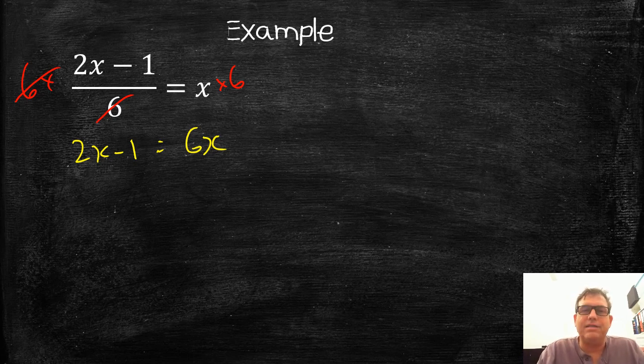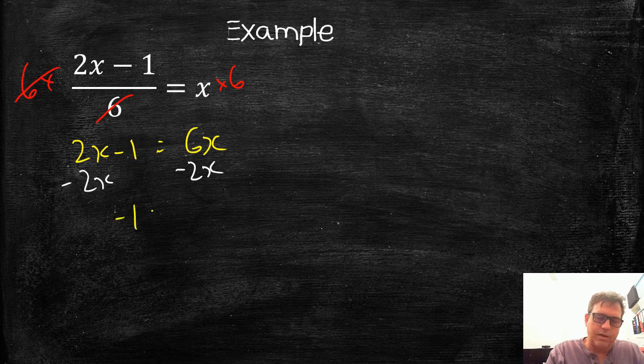Now we need to get our x's together. Which one are we going to move? We're going to move the smaller one. Take away 2x from both of them. So minus 1 equals 4x. And then what are we going to do? We're going to divide by 4. And we're done. X equals minus 1/4.